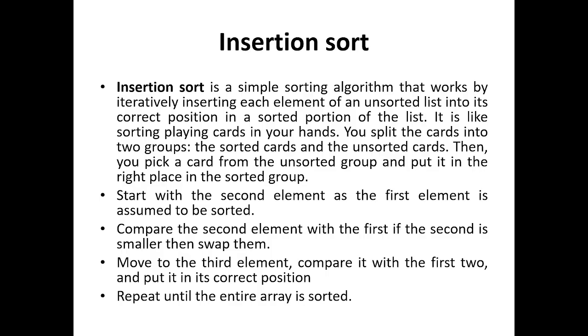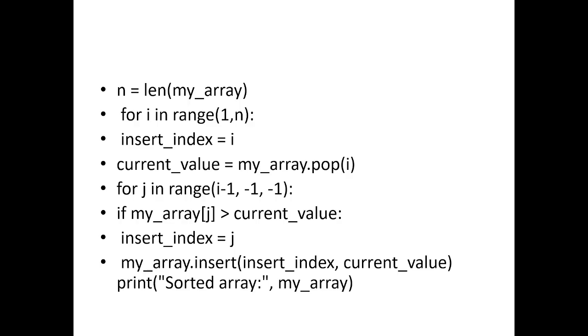If the first one is smaller than the second one, we can leave it; otherwise, we have to swap the first element. After the swapping, we can move to the third element. So repeat the entire steps until the array is sorted. This is the algorithm, or routine, for our insertion sort.